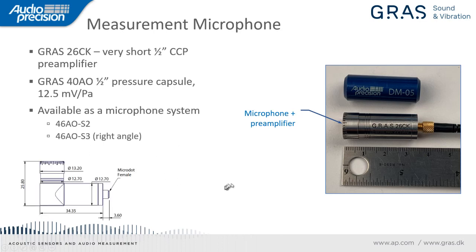And this one, I don't have a picture of it, but I do have a drawing, and this shows, you can see the preamplifier. There's a built-in right angle adapter, and then we have the microphone capsule. So this is convenient if you want to orient the capsule at 90 degrees to the cable protruding from the preamplifier.